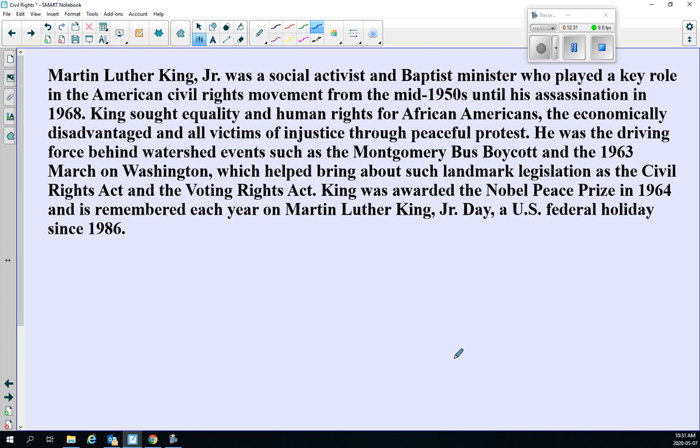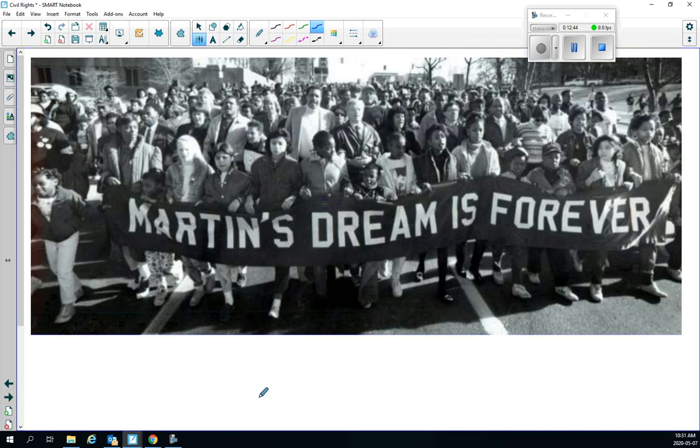He actually won the Nobel Peace Prize in 1964 for his efforts, and they recognize Martin Luther King Jr. Day as a U.S. federal holiday every year since 1986. A common photograph from that time.